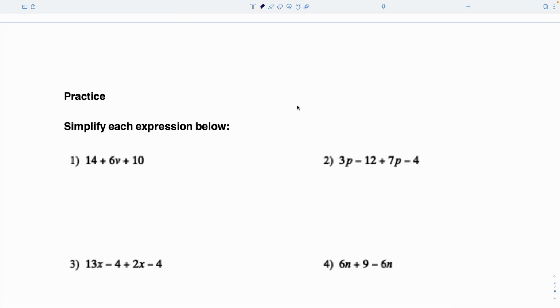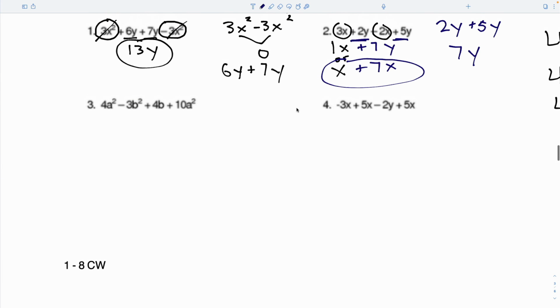Sorry guys, number 3, there's a square above it. It's kind of fuzzy, but let me go up. It's easier to see on my screen. So for number 3, this is a 4a squared, 3b squared, and 10a squared, like that.